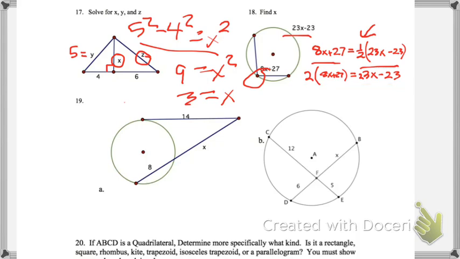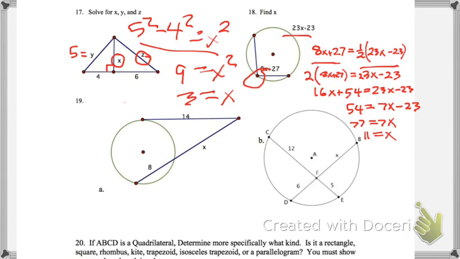Same general concept. Okay, so I'm going to clean out just a few things in there. All right, let's finish that off. If you distribute, there's your distribution. You want to get the variable on one side, subtract 16x. Here you go, and then you want to add 23 to both sides, and then divide by 7, and you've got x equals 11 for number 18.